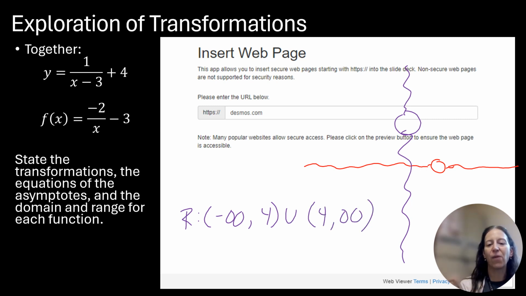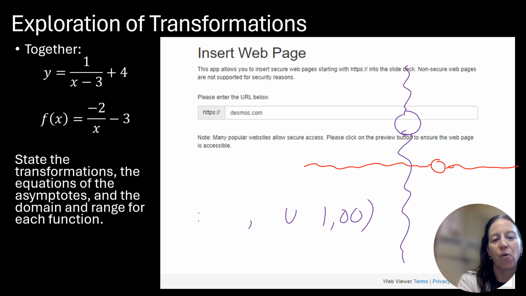And so that's a way of saying it's negative infinity to positive infinity, but there's a break at the 4. You could also say y does not equal 4. Okay, that would be another acceptable way. Because I'm not writing all those down, I will go over the answers again.